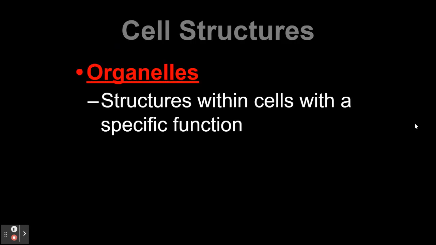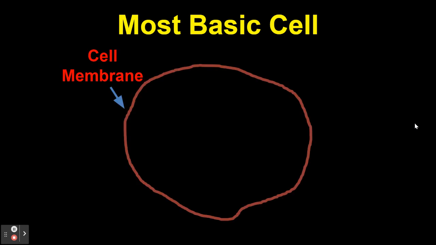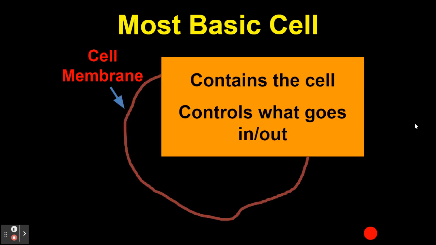Now remember, cells have organelles in them, and those are structures within the cell with a specific function. They're like organs for the cells. If we're trying to make the most basic cell that we can, we need four things. So first, we need a cell membrane. Remember, that's made of lipids, and it contains all the cell parts, keeps them from floating away, and it controls what goes in and out. Think of it like a fence.